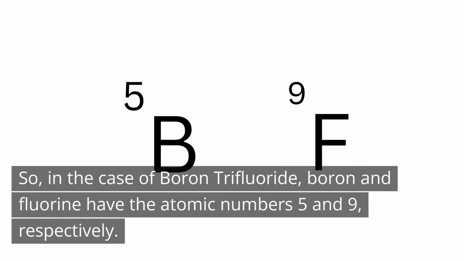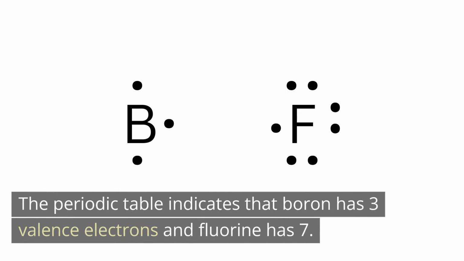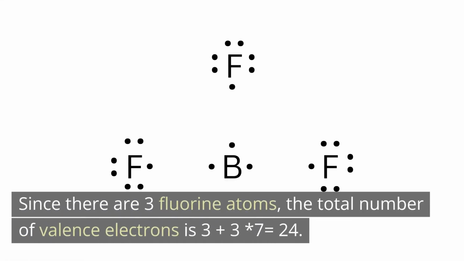So, in the case of boron trifluoride, boron and fluorine have the atomic numbers 5 and 9 respectively. The periodic table indicates that boron has 3 valence electrons and fluorine has 7. Since there are 3 fluorine atoms, the total number of valence electrons is 3 plus 3 times 7 equals 24.